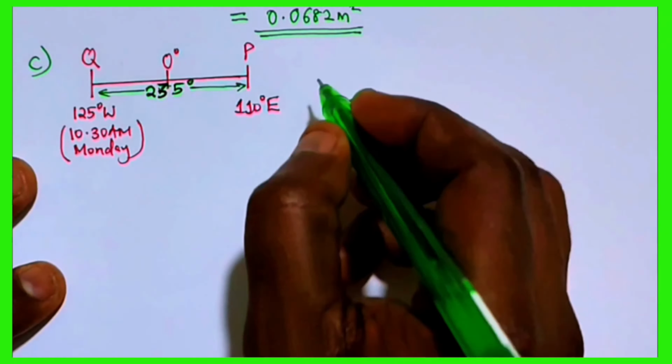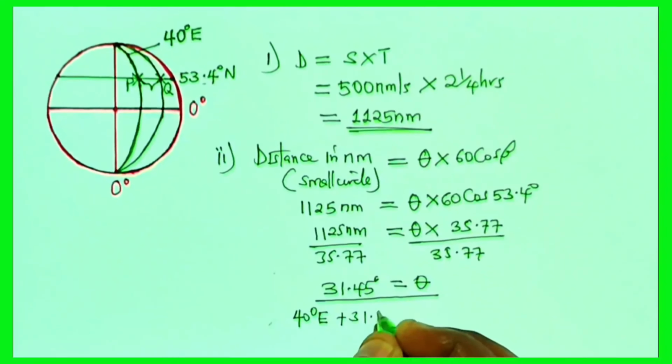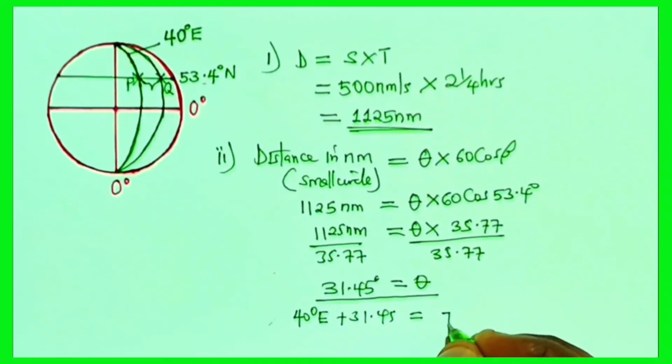So theta is representing the difference in degrees between these 2 points. So we are already on 40 degrees east longitude before we consider theta. So the longitude of point Q will be equal to 40 degrees east, and then we add 31.45 degrees, and it will take us further to the east. So we end up getting our answer as 71.45 degrees east. And this is the solution.